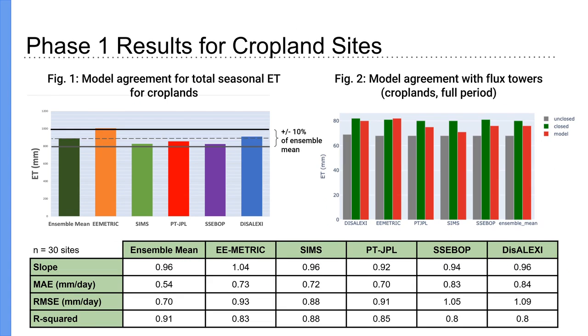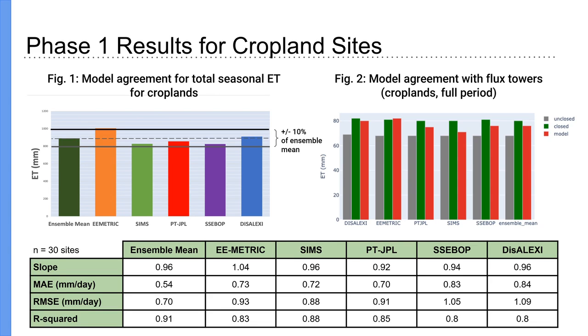Overall, the phase 1 results are highly encouraging. For cropland sites, the average annual ET values for the models are within approximately plus or minus 10% of the ensemble mean, as shown in figure 1. And almost all the models fall within the range between the mean closed and unclosed energy balance corrected ET for the flux tower sites, as shown in figure 2.